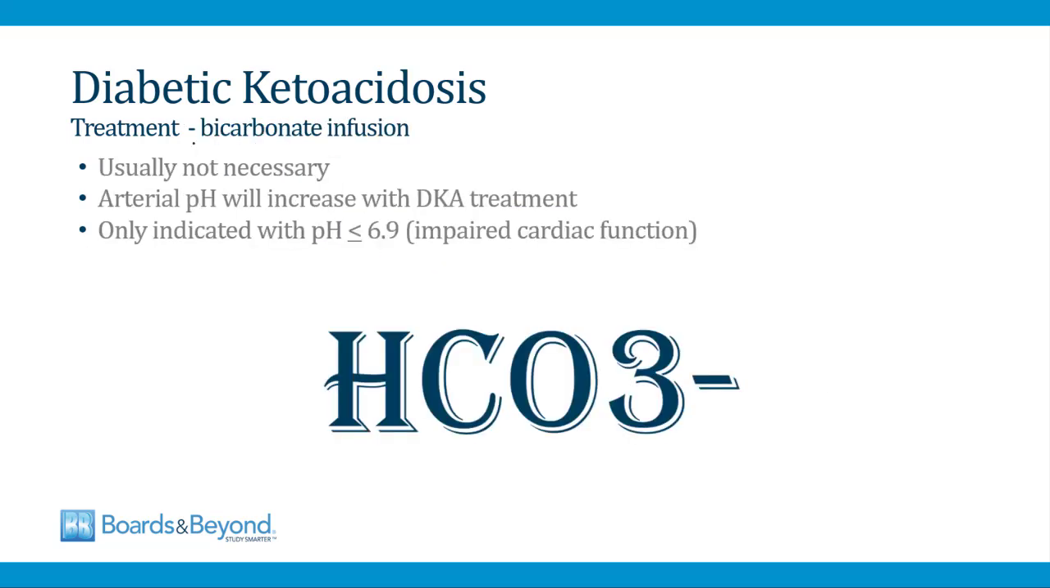And then you might think that a bicarbonate infusion would be helpful because these patients have acidosis and a low bicarbonate, but usually bicarbonate infusion is not necessary, and that's because the arterial pH will come up naturally as you treat DKA. Remember that the insulin is going to suppress production of ketoacids from the liver, and so that will usually bring up the plasma pH and resolve the acidosis. So a bicarbonate infusion is usually only indicated if the pH is very low, like below 6.9, because when it gets this low, it can impair cardiac function.